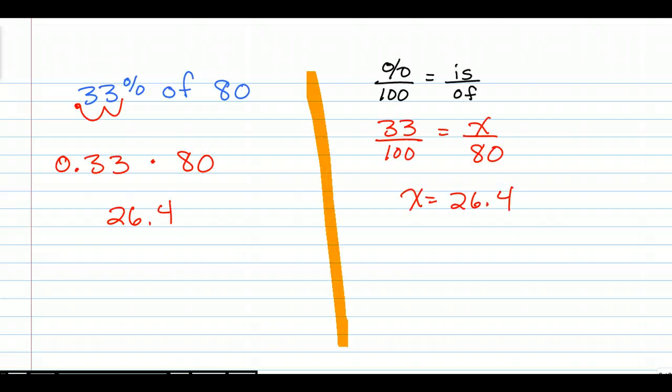So deciding on whichever way that you like, let's take 33% of 80. Go ahead and figure out what 33% of 80 is using one of the two ways I just showed you. Pause and then put it back on when you're ready. All right, there you go. Whichever way you chose, how'd you do? 26.4 is our answer.